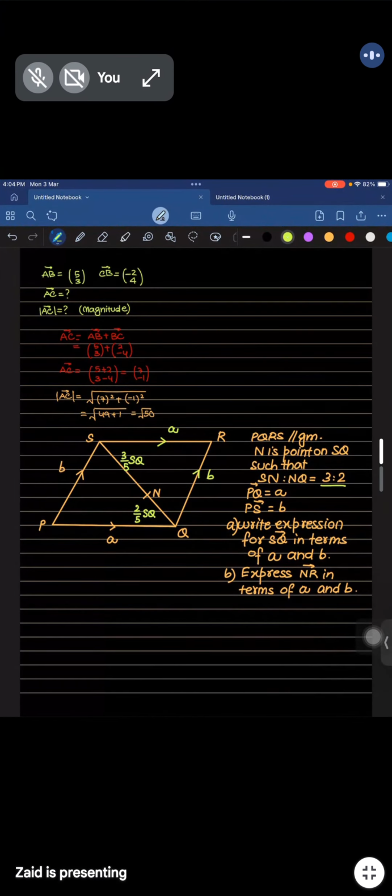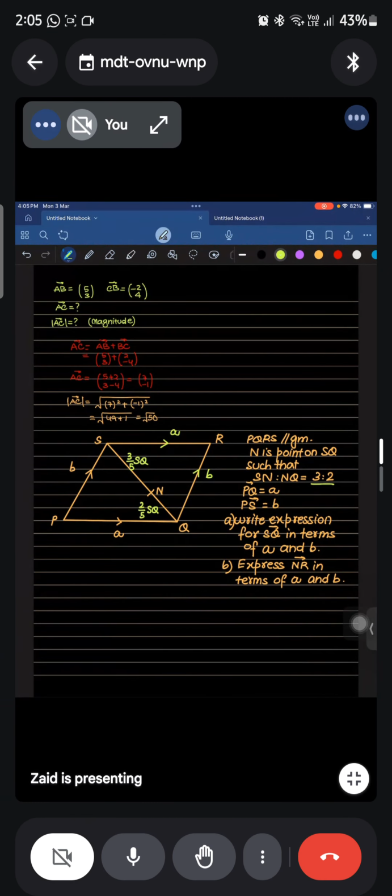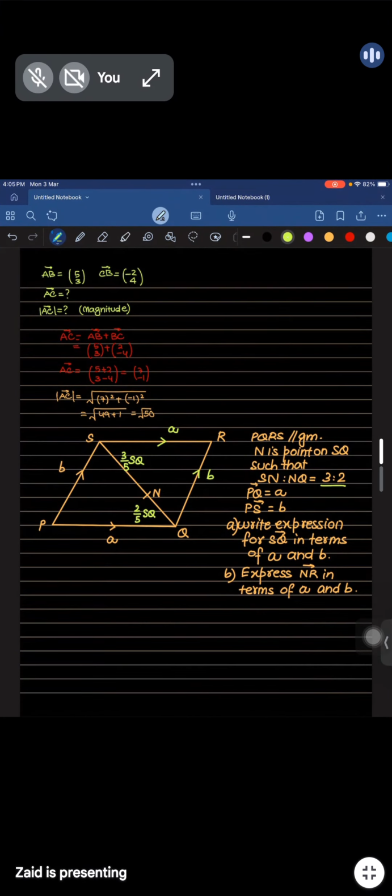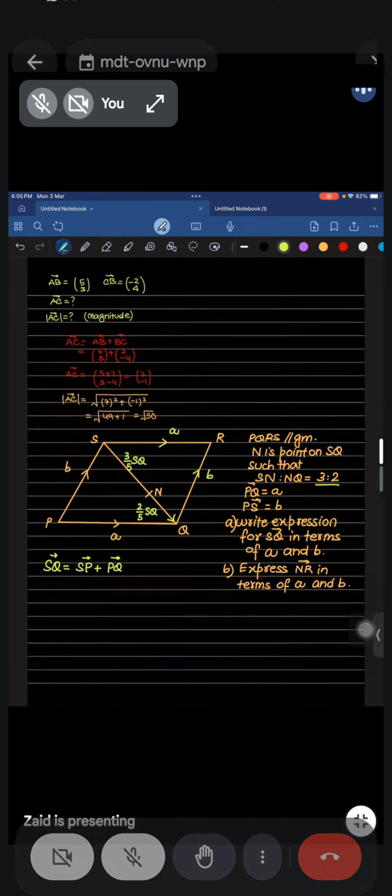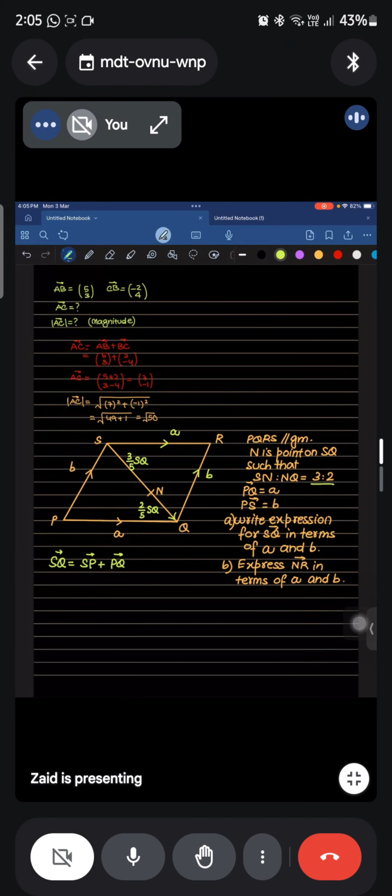What we have to do? We have to find an expression for SQ in terms of A and B. So we have to consider a triangle in which we have some known values. Can anyone make a route for SQ? SQ is this one. I have to take a vector which starts from S. So can I say that SQ is going to be SP plus PQ?